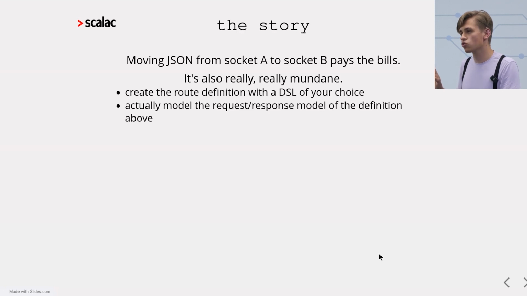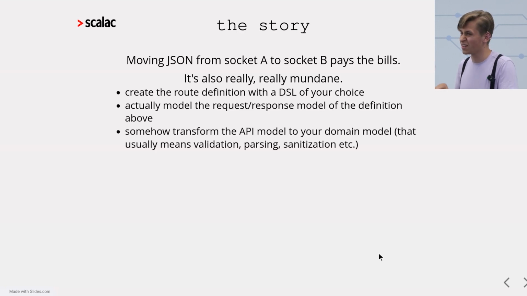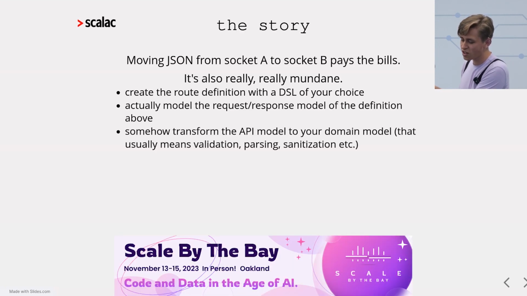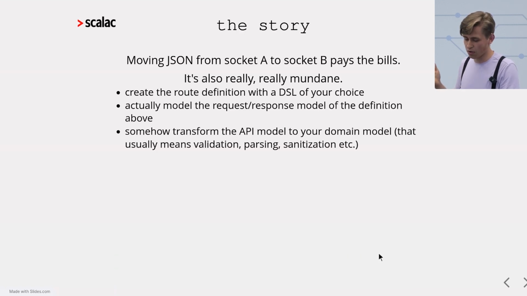But then usually our apps have a domain model and the API model we just created. So we also need a kind of a bridge between those two worlds, right? And there's some more code right there. And given that our domain models usually are not one-to-one mappings between each other, and they also involve validation, parsing, sanitization, etc., there's even more work to do here.